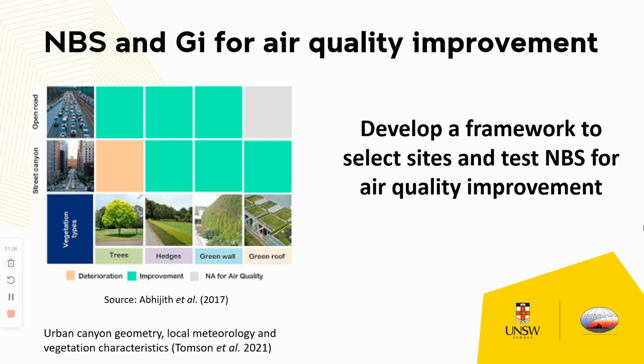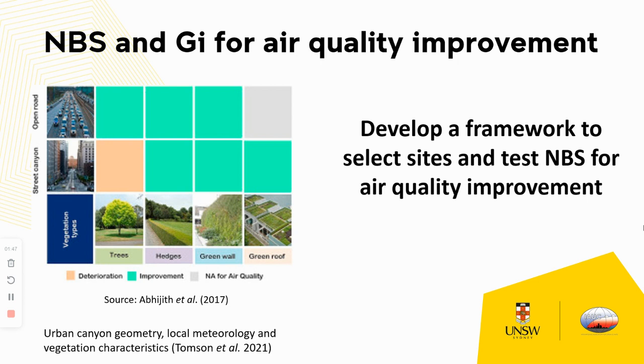This is the work by Abhijit et al. This looks at different types of vegetation and different types of street canyons. The red here, or kind of ochre color, shows a deterioration. So trees in a very deep canyon are a deterioration to air quality. The green is an improvement. So hedges, green walls, green roofs, etc. are allegedly good for deep canyons as well as shallow canyons. And in shallow canyons, a green roof, of course, has no effect.